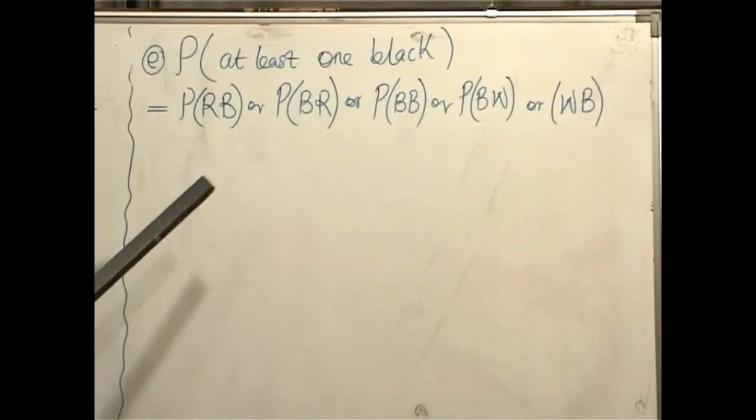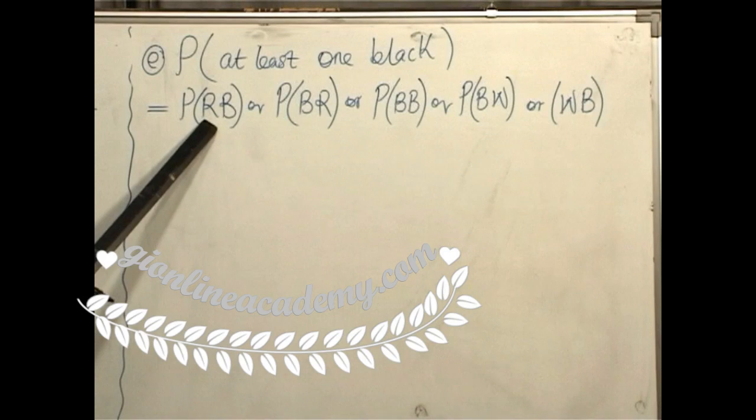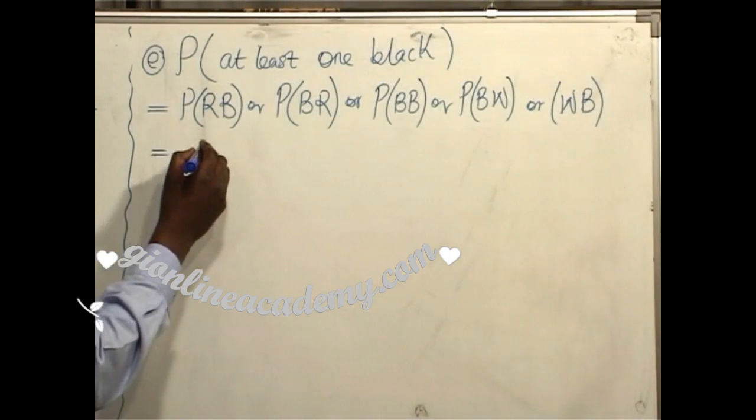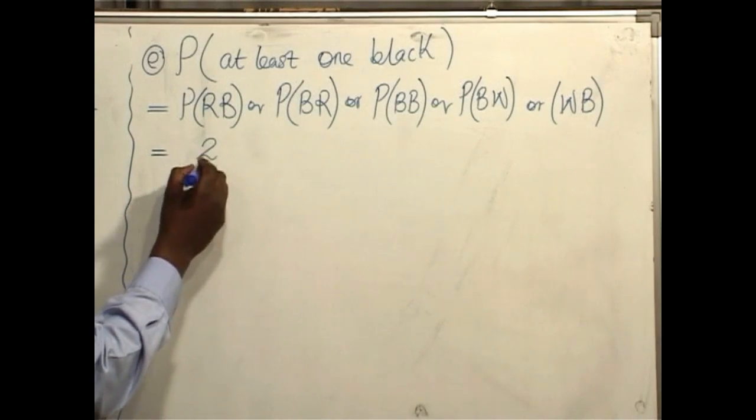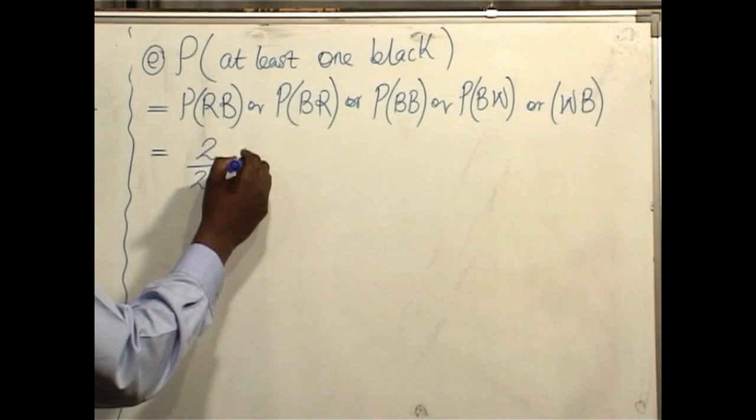When you look at what we have so far, we are going to appreciate that the first two, we have already found them as we were answering part A and part B. This is the one which talks about the first one is red, the second one is black, and we found this probability to be 2 over 21 plus.